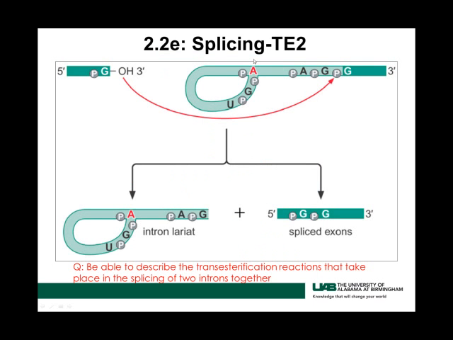And this is just the same illustration, where the branch point forms a phosphodiester bond. This is a lariat, and then this OH breaks that bond and forms a phosphodiester bond, so that you have an intron lariat on the left, and the 2 exons that are spliced together right here.